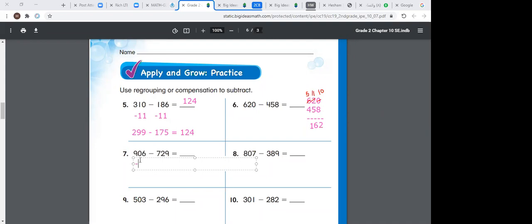What's the number that comes after 6? After 6 is 7. So right here minus 7, minus 7. Okay? 906 minus 7 equals 899.